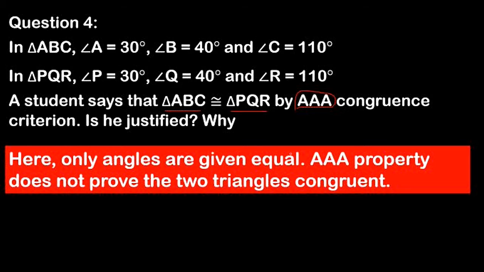Here only angles are given equal, but we have seen, we had the congruency criteria as SSS congruency criteria, SAS congruency criteria, ASA congruency criteria, and RHS congruency criteria. So AAA congruency criteria doesn't exist. So we cannot prove two triangles congruent by AAA property. Next question, question number 5.